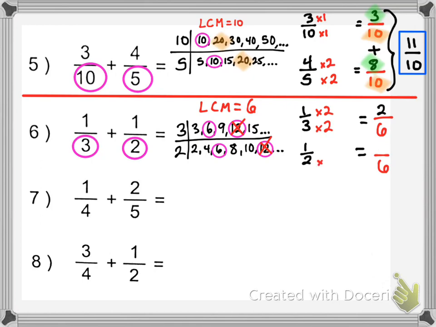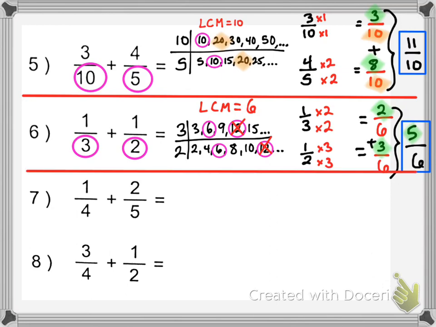The scale factor that I need to use on the bottom fraction, the 1/2, in order for me to change the 2 to a 6, is to multiply it times 3. So that's my new scale factor. So 1 times 3 for my numerator is going to give me a 3 for my new numerator. So now what I've got to do is add the two fractions together. If I add the two numerators, 2 plus 3 is 5, and the 6 stays the same. So my final answer is 5/6 for number 6.